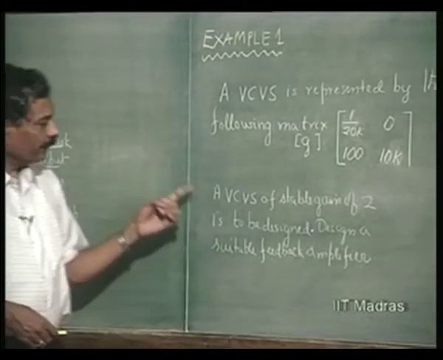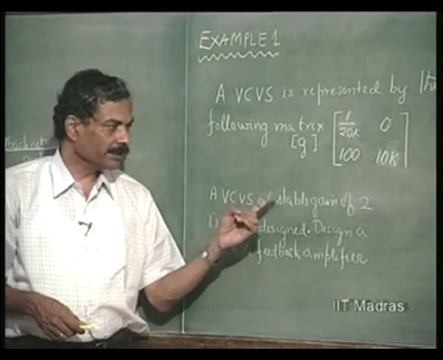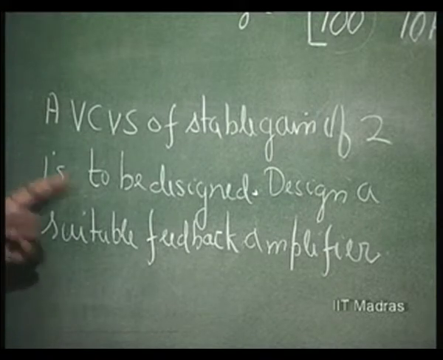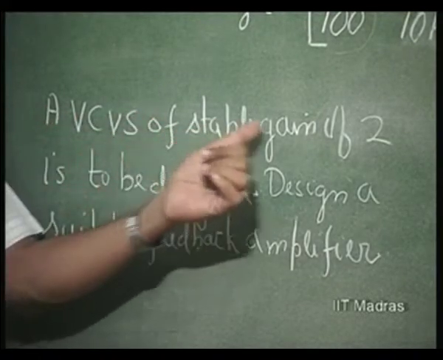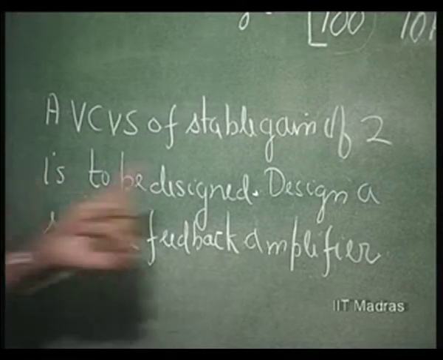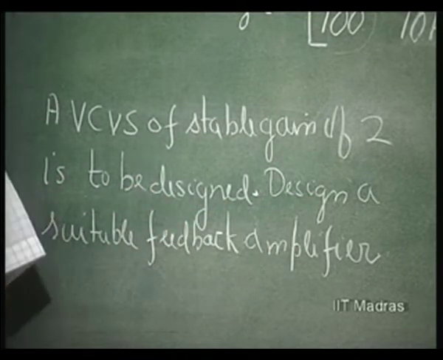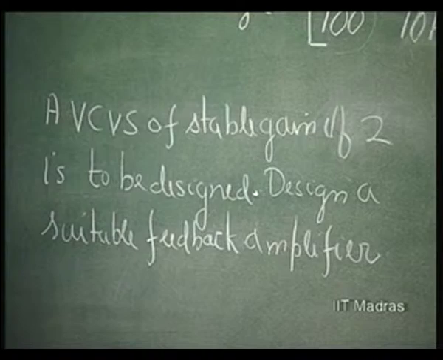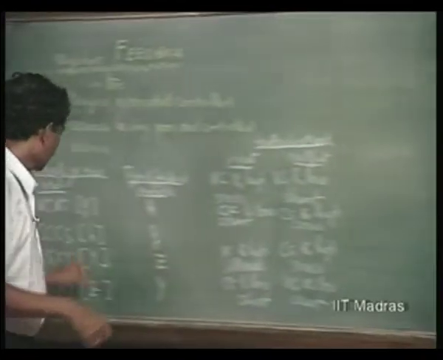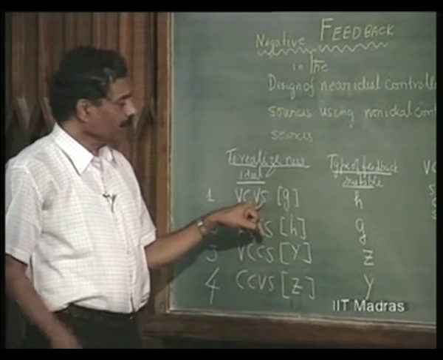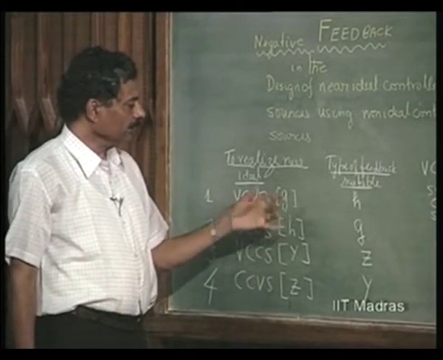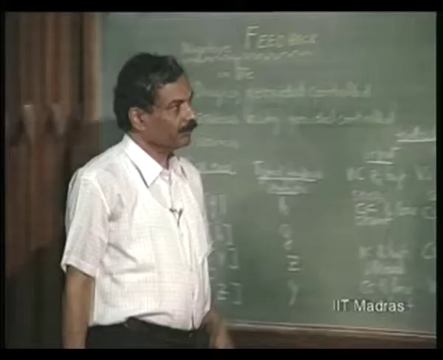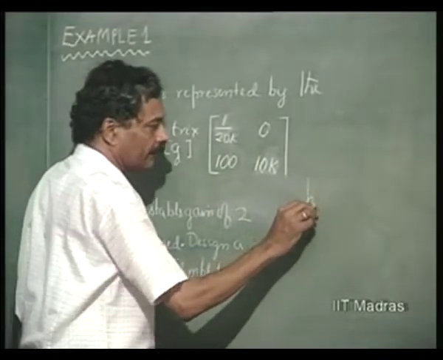I want a VCVS of stable gain of 2 to be designed. Design a suitable feedback amplifier. Now, I am saying a suitable feedback amplifier, so you decide what should be the type of feedback. We are designing a VCVS. The parameter that is ultimately of use is the G parameter.